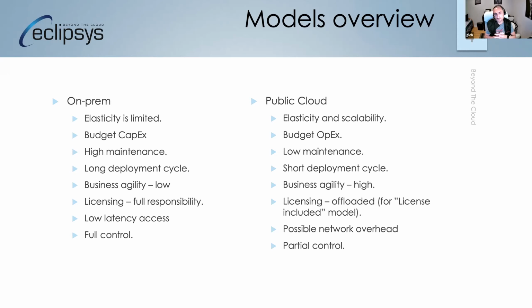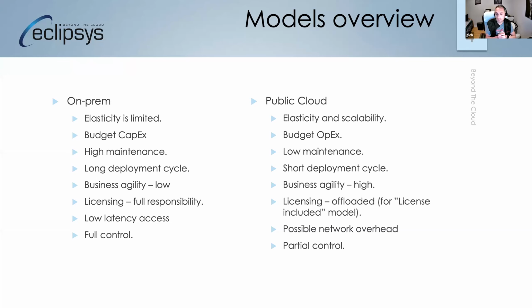In the public cloud, on the other side, you have much more elasticity and scalability. So you can scale up or scale out and scale down when you need it. The budget is operational budget, OpEx. I would call it low maintenance because you don't need to maintain the storage, infrastructure, network. Everything is maintained for you by the operational team of a cloud vendor.